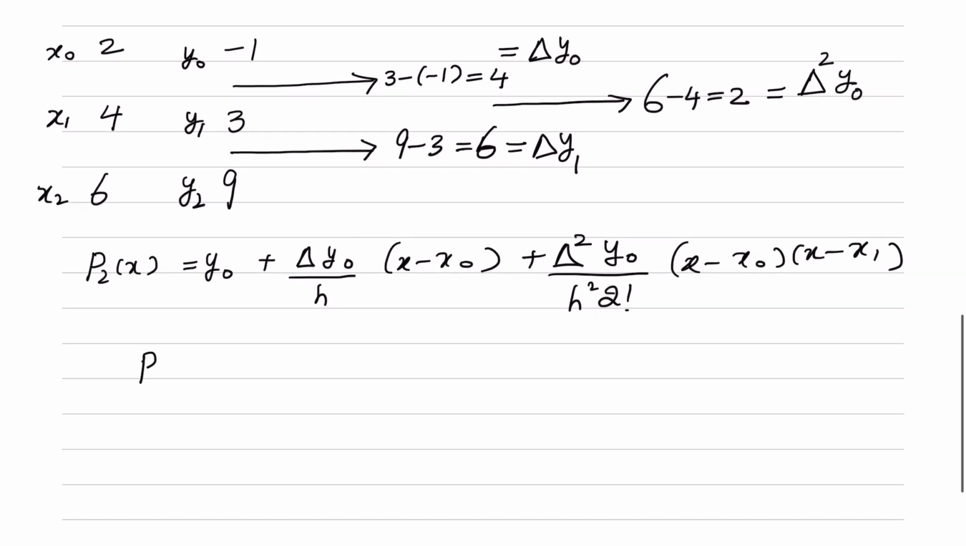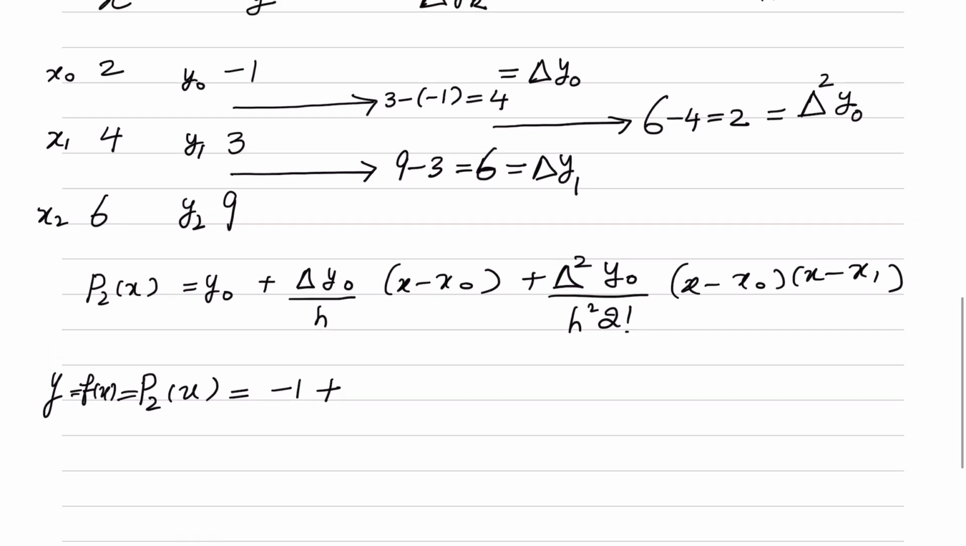So P2 of x can also be written as just the function f of x, which can also be written as y equal to y0, here is -1, plus del y0 from the table, in the third column, the first value del y0 is 4, over h. h is the consecutive difference between every two x values. So here it is 2, because 4 minus 2 was 2, 6 minus 4 was 2.